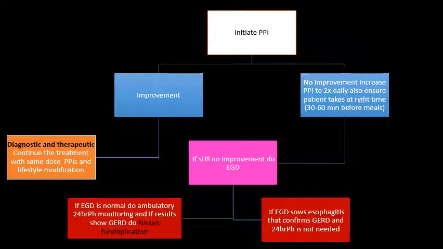If there is still no improvement, then you do an endoscopy. If the endoscopy or esophagogastroduodenoscopy is normal, then you do an ambulatory 24-hour pH monitoring. And if results show GERD, then you have to do a surgical procedure called Nissen fundoplication. However, if endoscopy shows esophagitis that confirms GERD, then 24-hour pH monitoring is not needed.